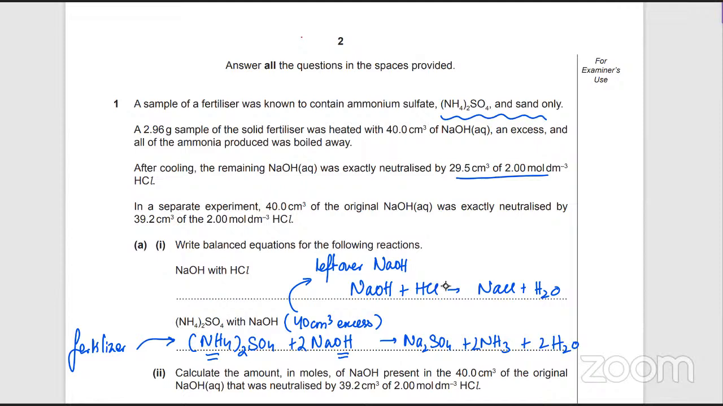How much is this coming to? 0.059. Okay, 0.059 moles. So is it exactly 0.059, or what do you get on rounding off to 0.06? It's exactly 29.5 times 2. Exactly. Okay, so you got 0.059 moles, right? So how much leftover NaOH will there be? That's also going to be 0.059 moles.